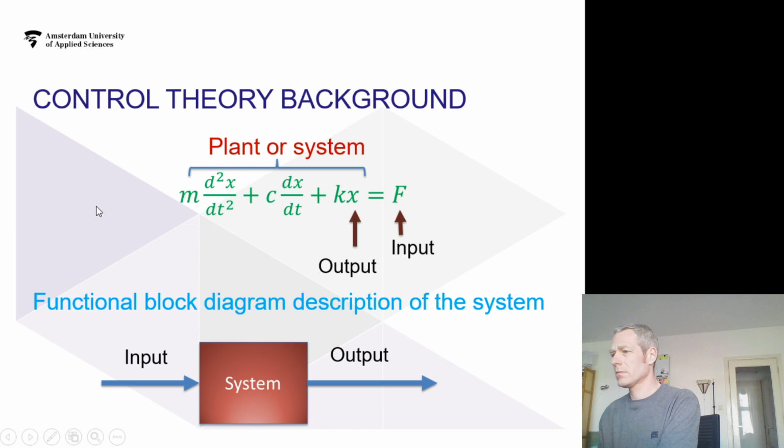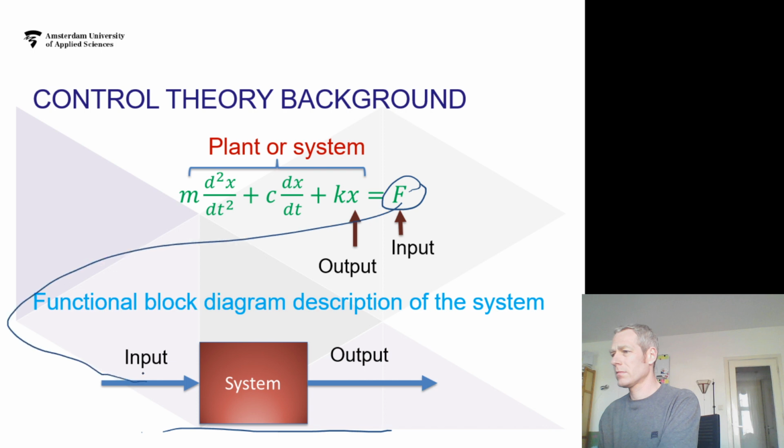Now, if we look at our mass spring damper system, we have modeled that as a second order differential equation with force as an input. All right. So we have our force as our input, and if we look at the block diagram of a system with its inputs and outputs here, the force applied to the mass spring damper is our input. And what do we measure? Well, we measure the displacement of our system, x, and that is the output of the system.